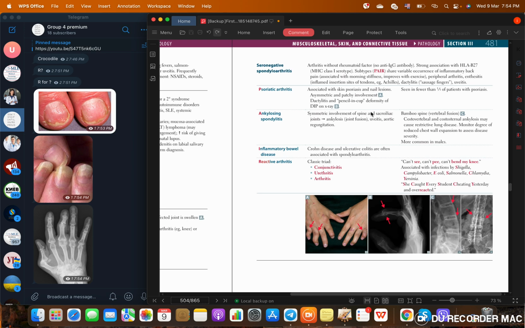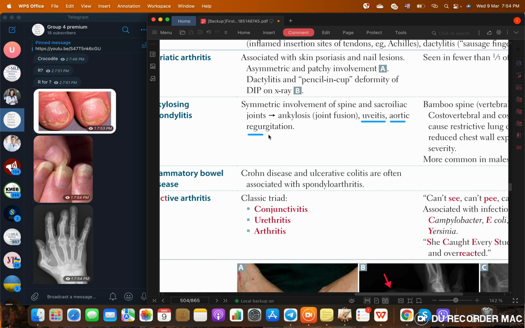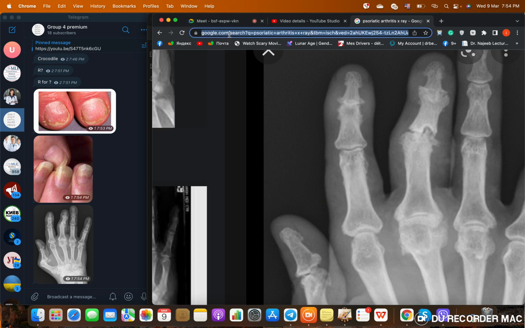Okay. Ankylosing spondylitis: symmetrical involvement of the spine and the sacroiliac joint. So ankylosing, or joint fusion, uveitis, and aortic regurgitation can happen. So we need to understand this a little bit. The sacroiliac joint, basically the butt bone, is the most common bone to be involved.